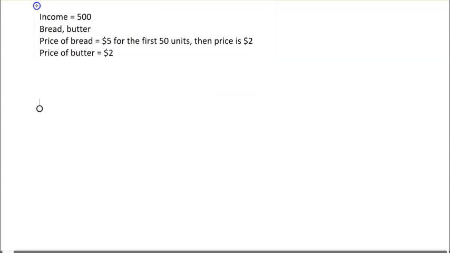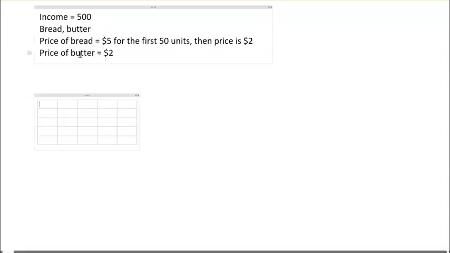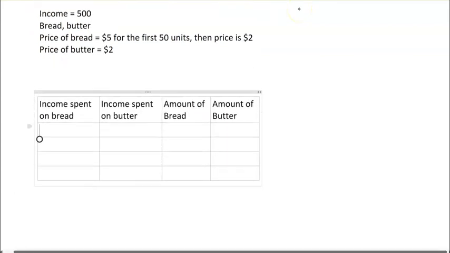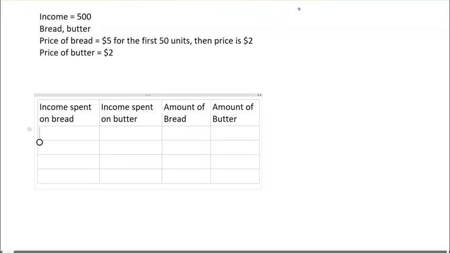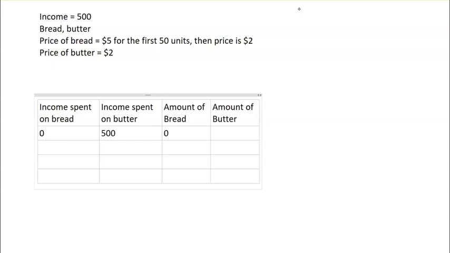So the idea is still the same. We use the same method as before. But here, let us first look at how we construct a budget set. So here we have 500. Let's start with butter first. So we don't spend any amount on bread, but we spend $500 on butter. So the amount of bread we get is 0, and the amount of butter we get is 250, just like before.